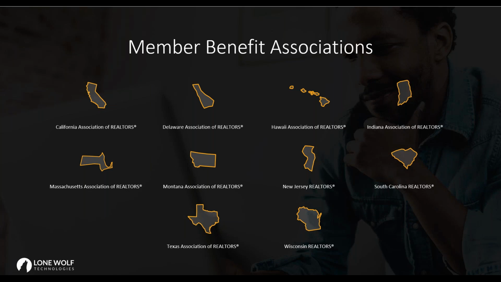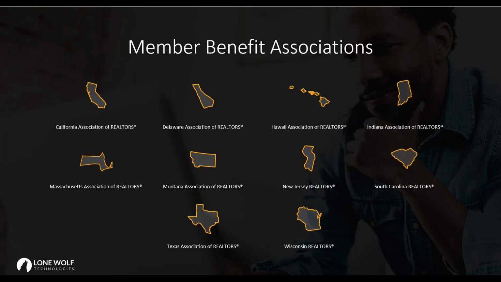So on your screen, you are seeing several states here. If your state is on the screen, it means that you are receiving Digital Ink 2.0 as part of your member benefit currently. So those states include California, Delaware, Hawaii, Indiana, Massachusetts, Montana, New Jersey, South Carolina, Texas, and Wisconsin. If you are not seeing your state, this means that you will have to purchase a subscription to Digital Ink 2.0, and I will show you inside of the platform where you can shop for that subscription.